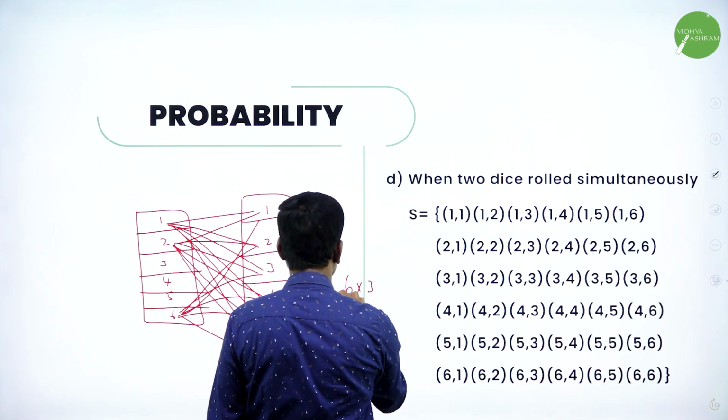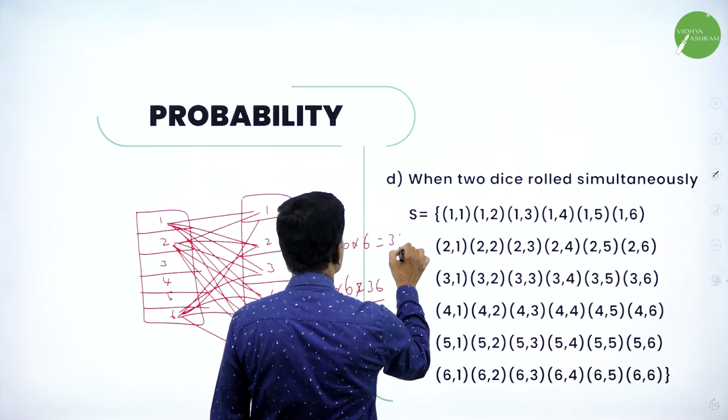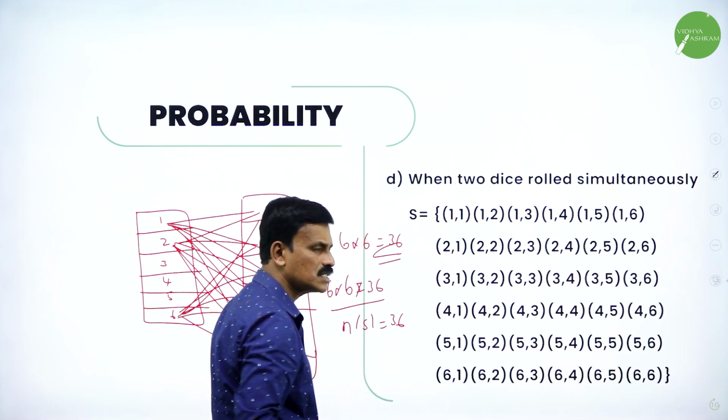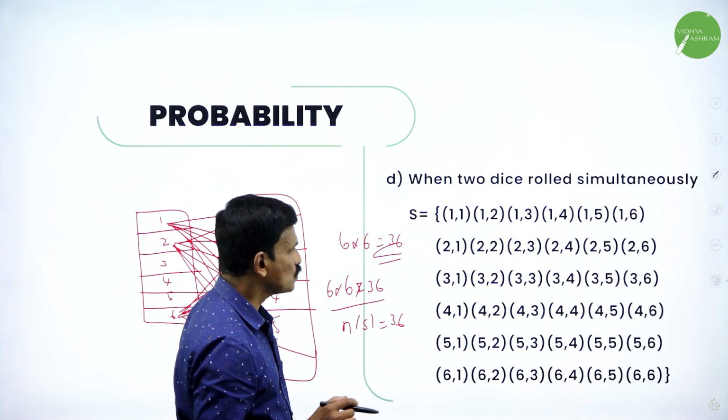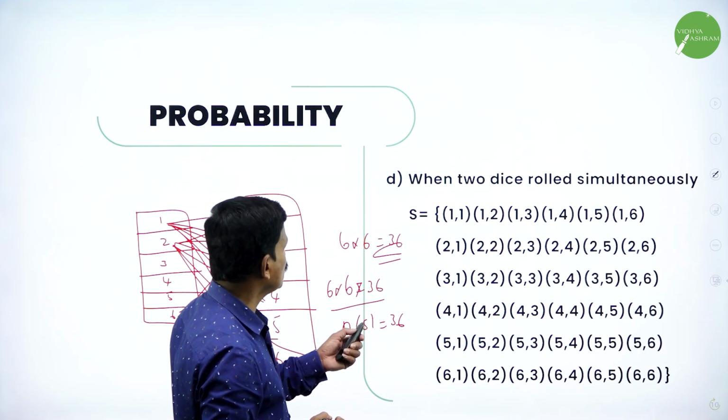6 into 6 is equal to 36 events. So, the number of events in the sample space is 36 when two dice are rolled simultaneously. Okay. Now, let us take one more example.